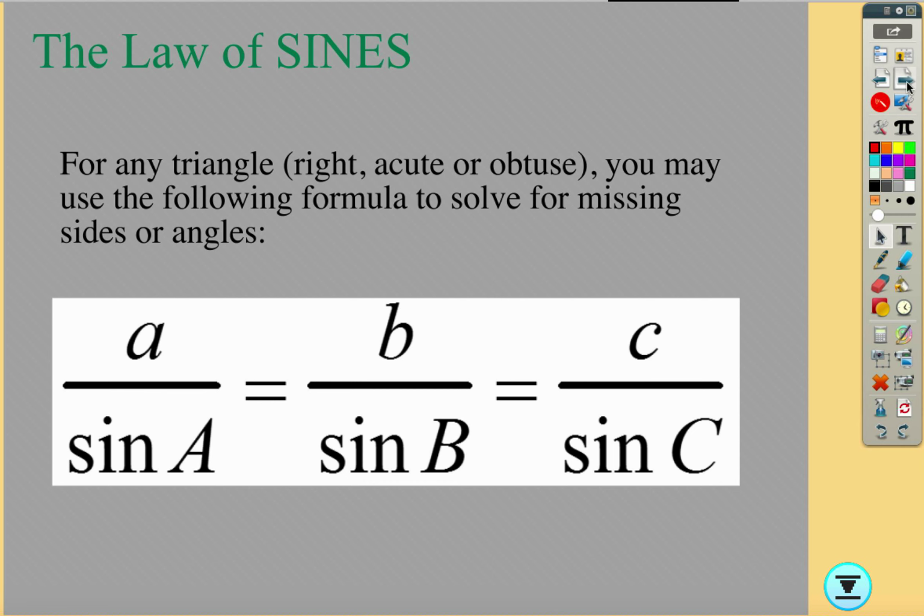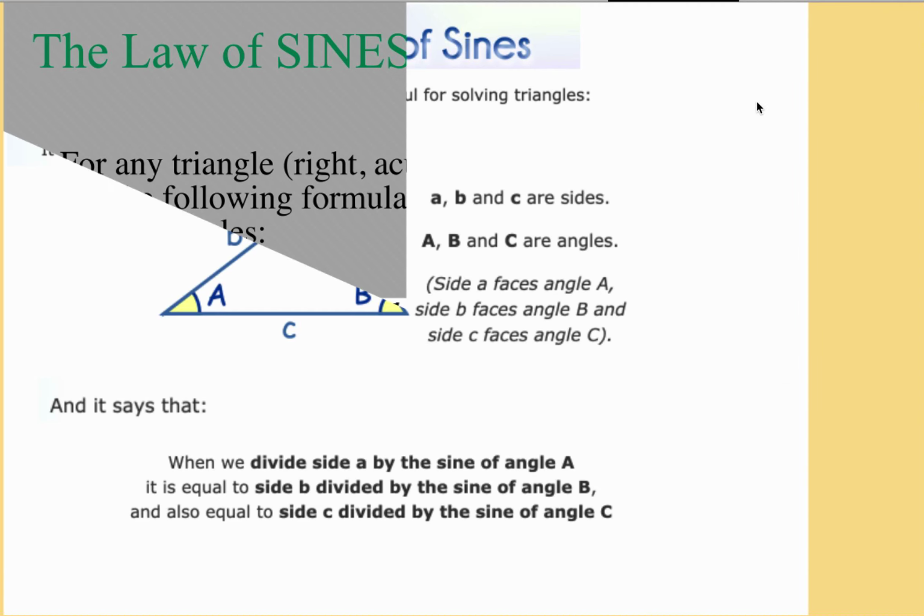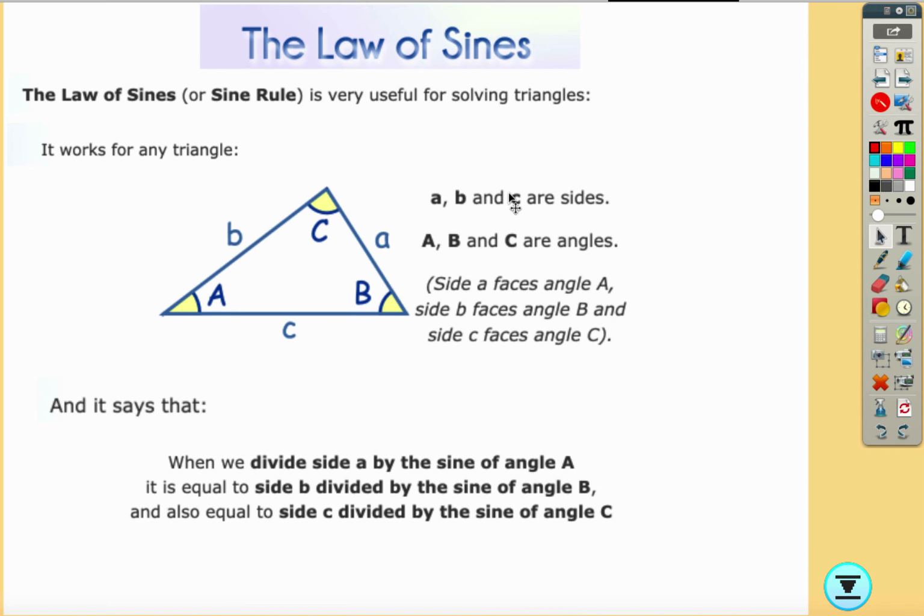Basically, the law of sines is a way for you to solve any missing triangle if you know some sides and some angles. So we'll talk about some specific examples of when you can use it. Basically, what you're going to do is start off with your standard triangle.